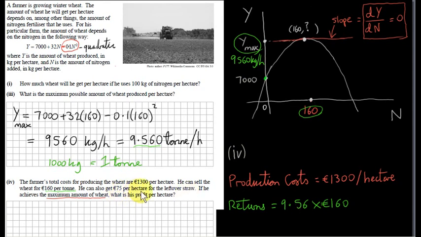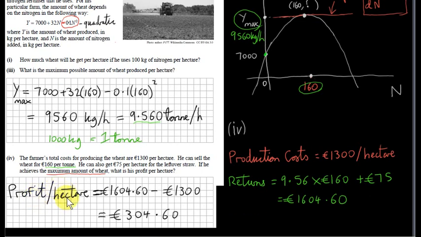He also gets 75 euros per hectare for the leftover straw. So we add on the amount that he gets per hectare for the leftover straw, which is 75 euros. So these are the returns for the 9.56 tons of wheat per hectare and 75 euros per hectare of straw. So to find the profit that he makes per hectare, we take the returns per hectare and subtract his production costs per hectare. And if we do that, we get 304.6 euros.